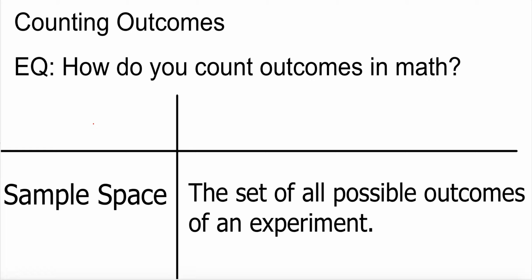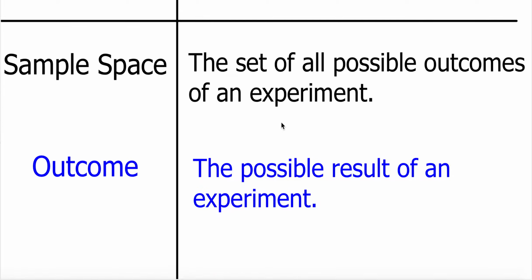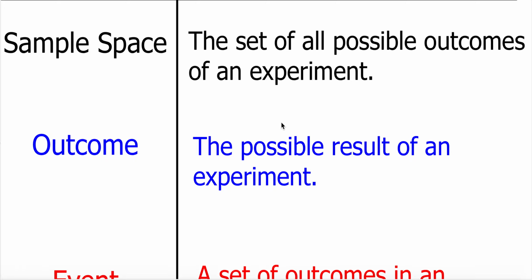The vocabulary below, there's going to be 4 vocabulary words for you. I will briefly describe them, but as always, feel free to pause the video to continue writing them into your notes. Sample space. Sample space is the set of all the possible outcomes of an experiment.